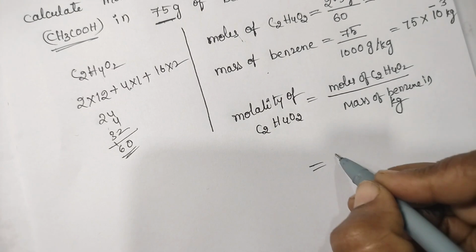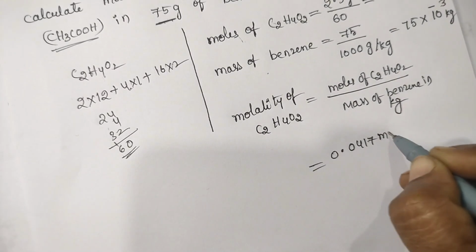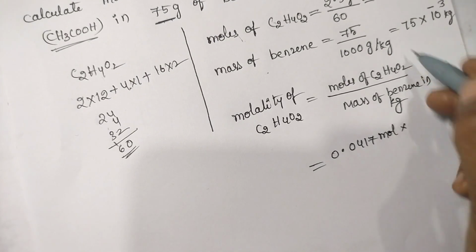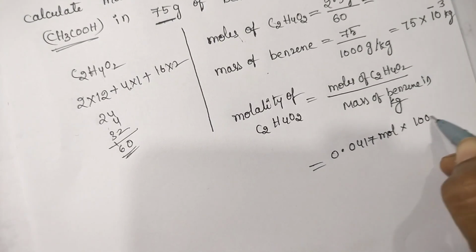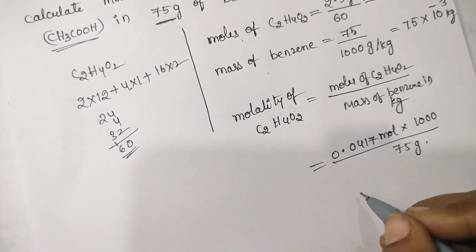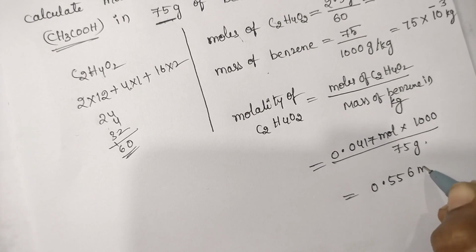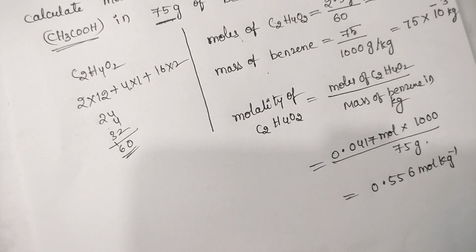Now number of moles 0.0417 moles into what is this mass? That is 1000 grams by 75 grams. So if we calculate, 0.556 mole kilograms inverse.